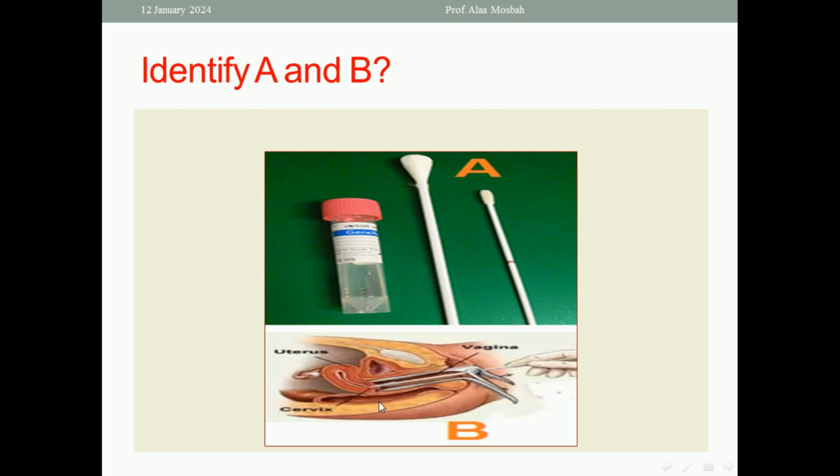So this is a high cervical swab or high vaginal swab for infection in cases of vaginitis, cervicitis, especially in cases suspected to have a sexually transmitted disease or other infections. Okay, this is as regards this station. I hope it is clear enough.